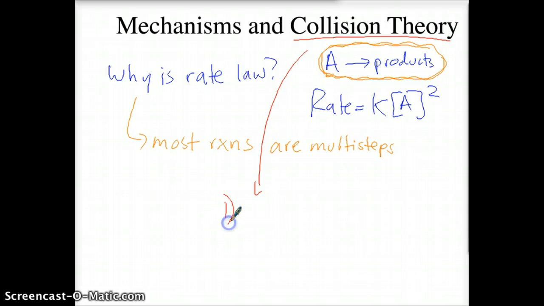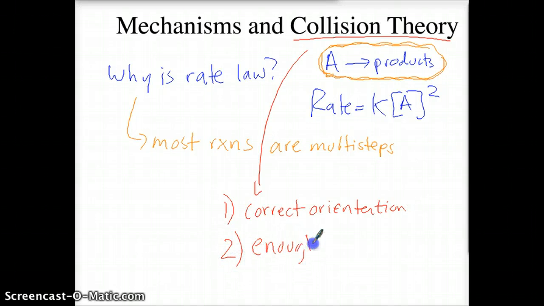For any reaction to happen, what must be true? Number one, molecules need to have the correct orientation. They have to be facing the correct direction. They have to face each other in a particular way. And number two, they must have enough energy for a reaction to occur. There's a name for that energy. It's called the activation energy, E sub A. And we're going to get into a little more specific detail right now about what that actually means.